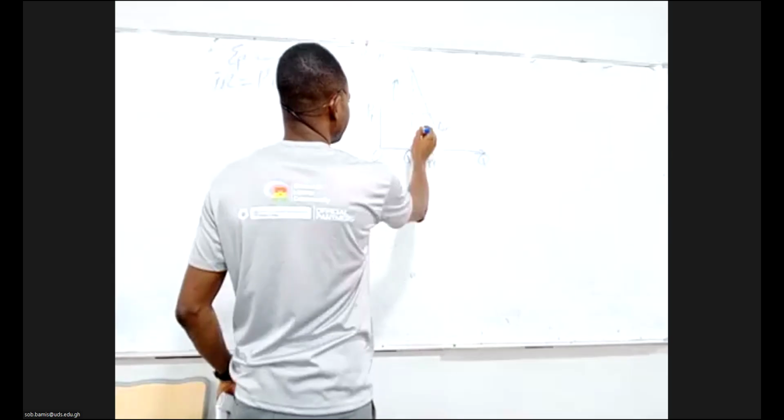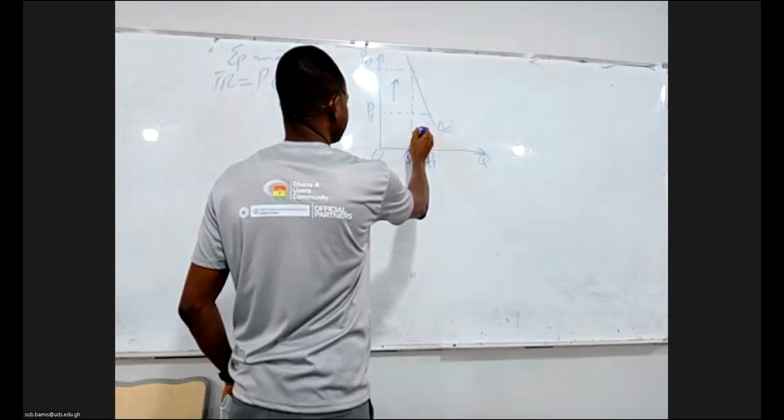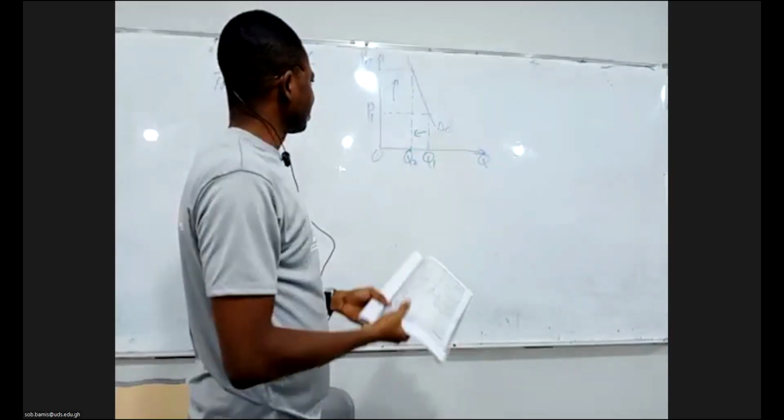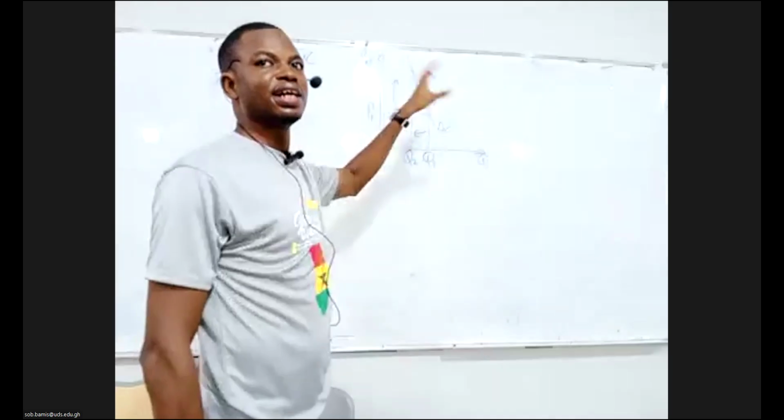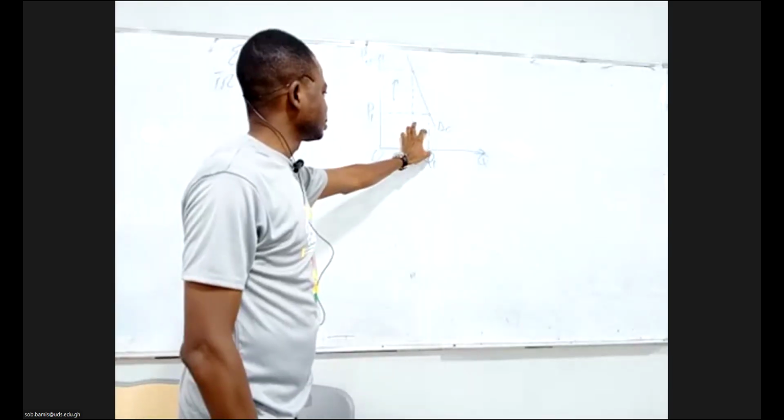But we can already see that the margin of change in the price from P1 to P2, compared to the margin of change in the quantity demanded for the product, we can realize that the margin of change in price is far greater than the margin of change in what?